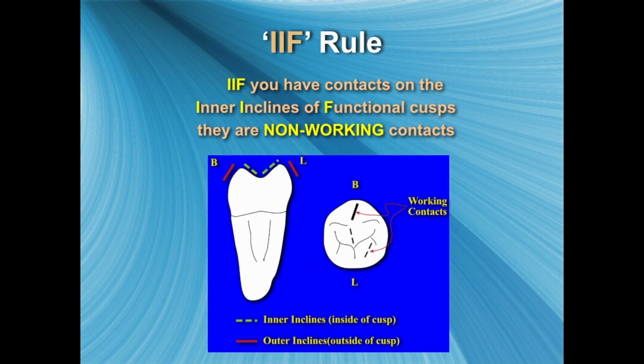When analyzing contacts using articulating paper, the IIF rule may help you analyze what you are looking at. IIF stands for the inner inclines of functional cusps. Those are always non-working contacts. If you look at this picture, you'll notice that for both the buccal and the lingual cusp, if you look at the cusp tip, there is an outer tooth incline rising up towards the cusp tip, and there is also an inner incline rising up to the cusp tip for both of those cusps. The outer inclines here are marked in red, and the inner inclines are marked in green.